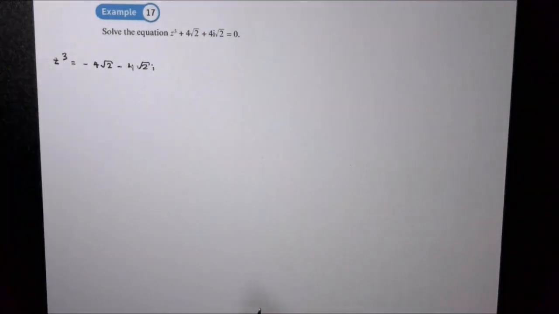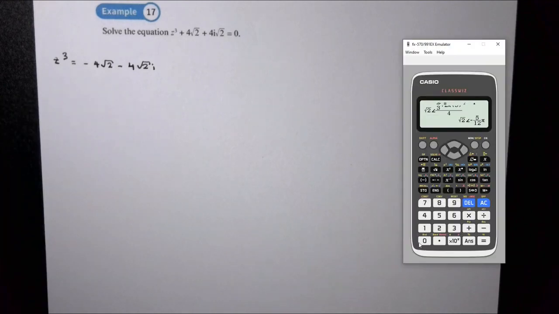Now, our next step is to find the modulus and argument of this complex number. So if you go to the calculator, make sure you're in complex mode, as we saw in the previous example. Just as a reminder on how we do that, we press shift and then go here. We want to change the complex settings to this second one over here.